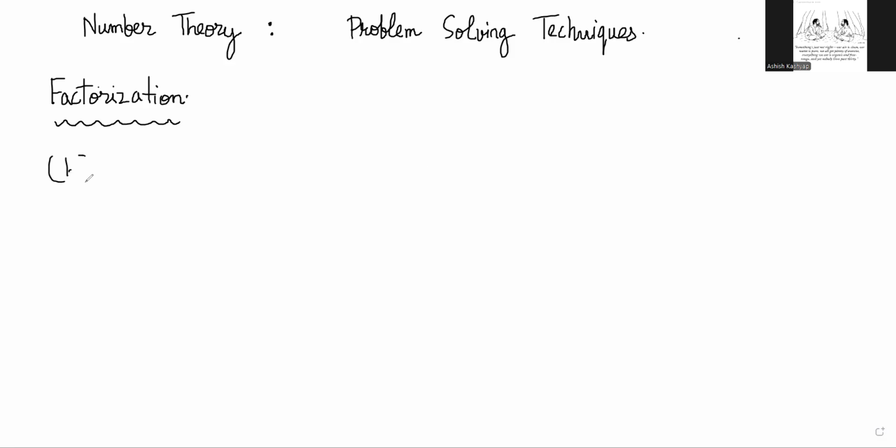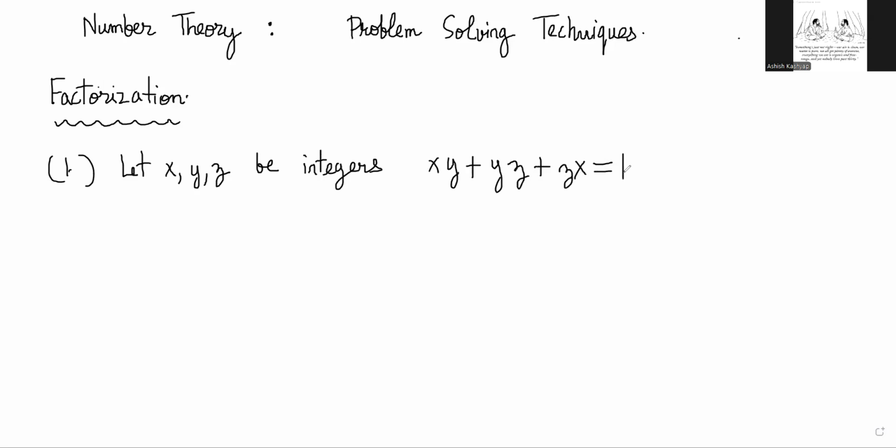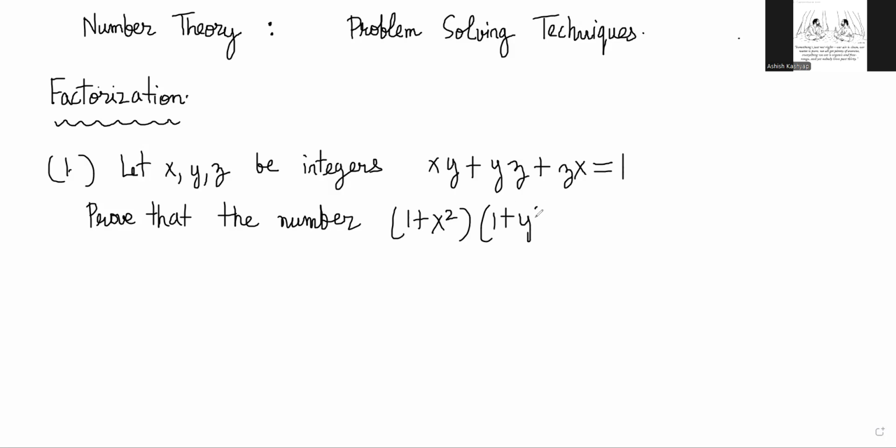So the first one is this. Let x, y, z be integers. The condition that is given is that xy plus yz plus zx equals 1. Prove that the number 1 plus x square, 1 plus y square, 1 plus z square, the product, is a perfect square.